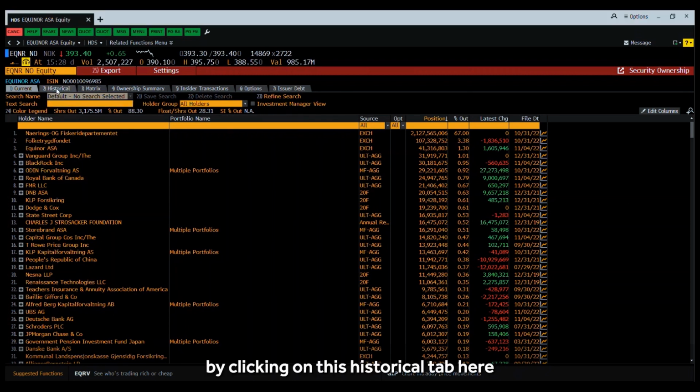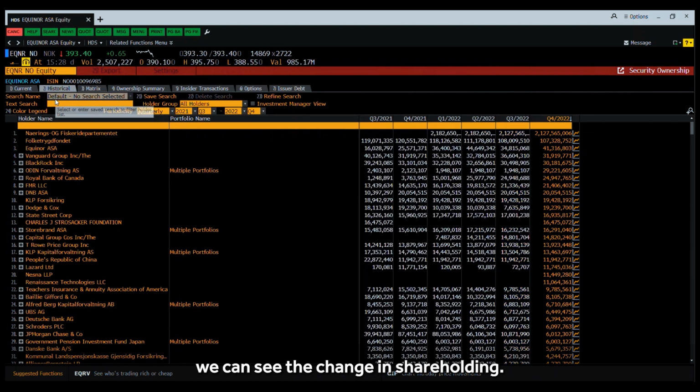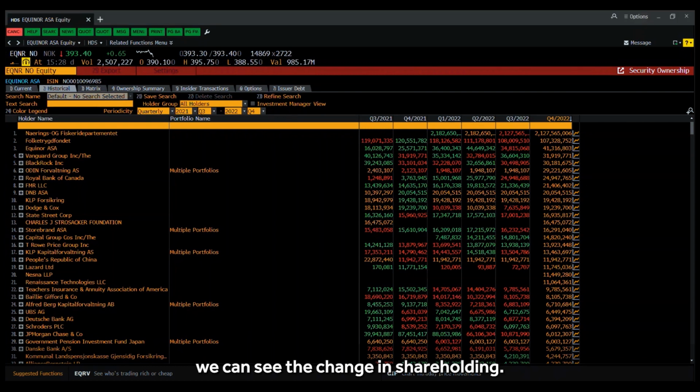By clicking on this historical tab here, we can see the change in shareholding. So if we wish to know whether any of the major shareholders have been steadily decreasing their shareholding, this is where we would come.